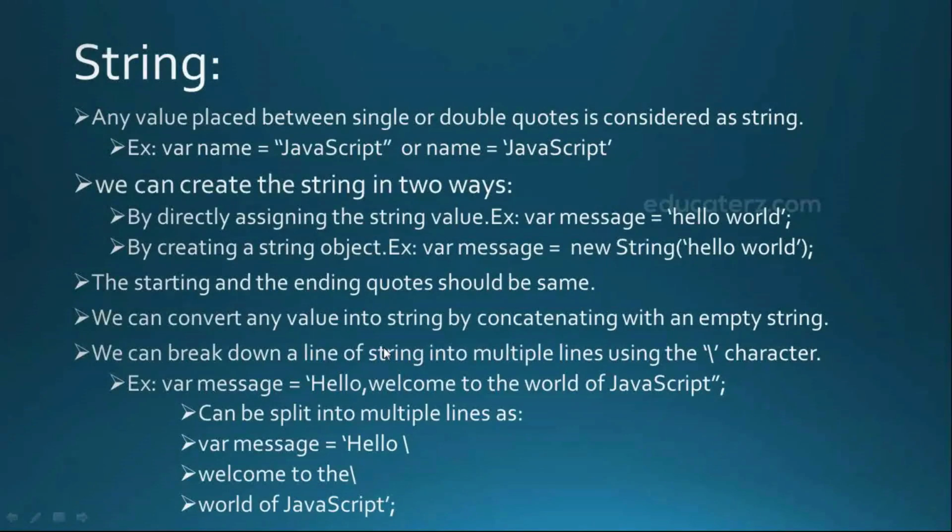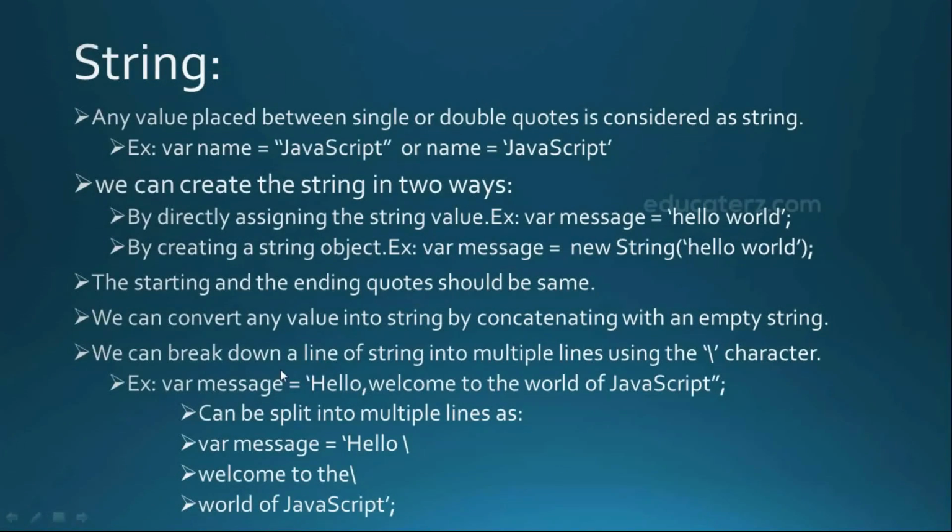Here, if you want to convert any value, like a primitive value or boolean value, into a string, just concatenate it with an empty string. This will convert any kind of value into a string.